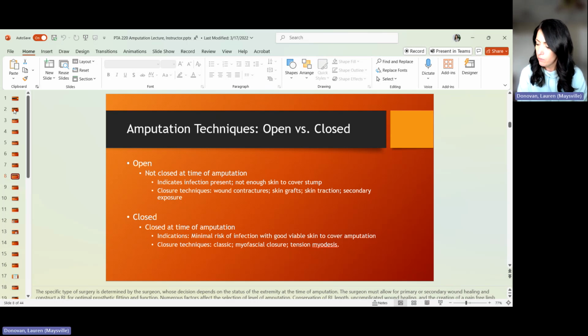Let's see, some other things I wanted to mention. It obviously depends on the surgeon what they decide, and they're also trying to decide based upon what kind of future prosthetic fitting and function the patient will have. That is what will really determine what kind of procedure they will do.